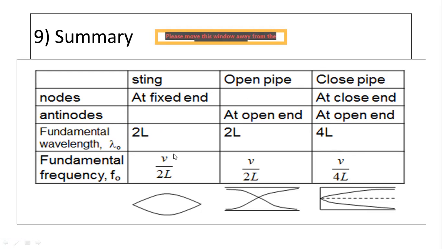Okay. Fundamental frequency is the same for string and open pipe. This is for your string. This is for your open pipe. You should be able to draw this simple thing. And then this one is for your closed pipe, v over 4L.